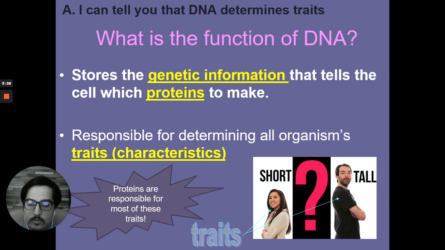The bottom bullet point says DNA is responsible for determining all organisms' traits or characteristics. Same thing, so make sure you copy that down. It's genetic information that gives you your physical looks, your traits. For example, here you have a person that's short and a person that's tall. That's because their DNA says that. It says to make that person short or to make this person tall.